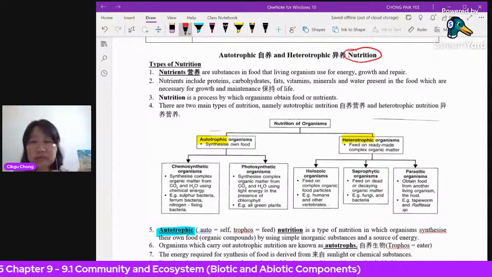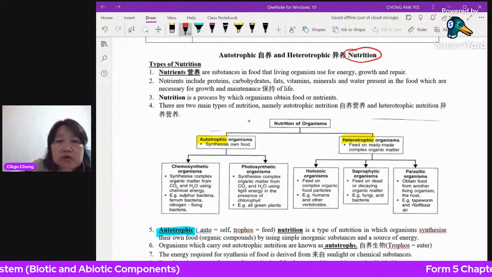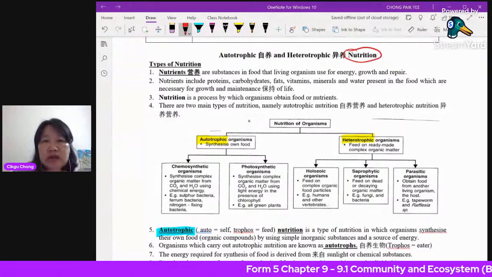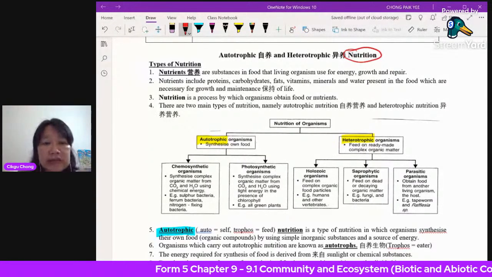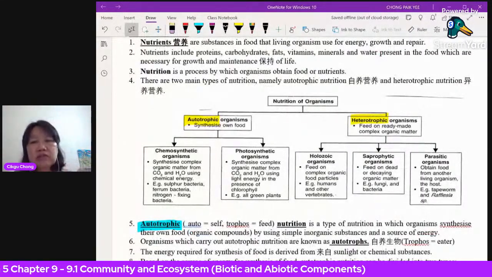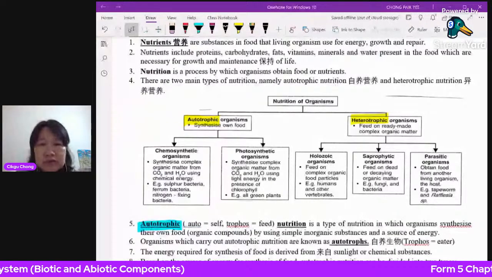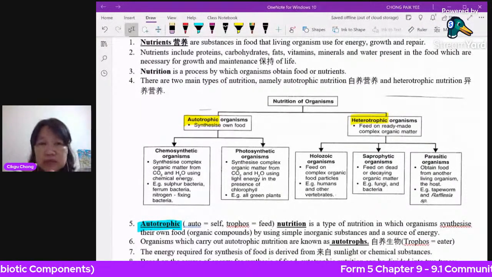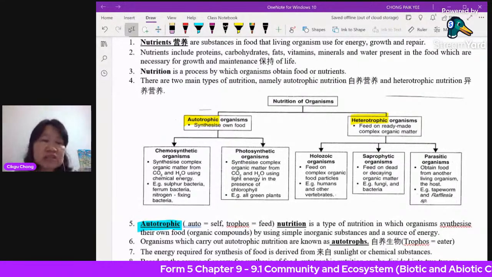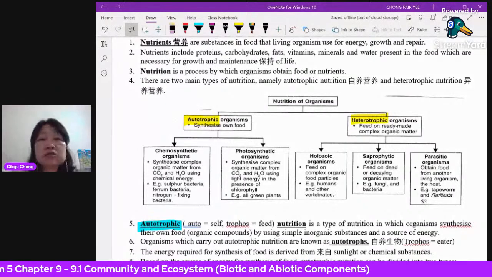Basically, all organisms are divided into two types of nutrition only. One is autotrophic, the other one is heterotrophic. Auto, as you know, is automatic, by itself. It can carry out things by itself. Hetero means other, or different. First of all, I want you to see the usage of the words autotroph and autotrophic. Students ask me, can I use the word autotroph? When do I use the word autotrophic?